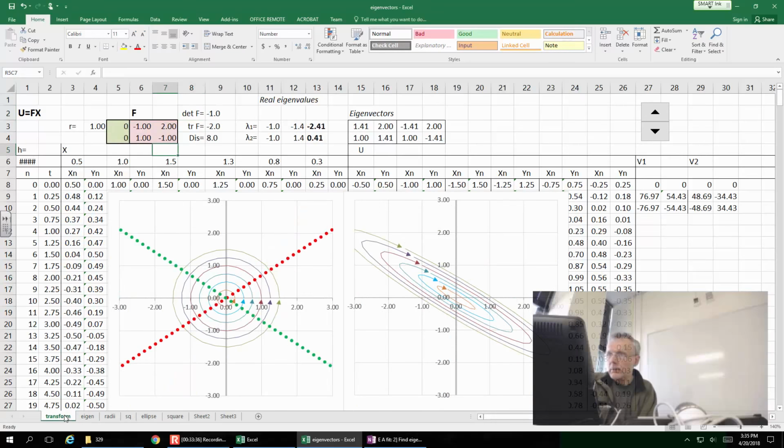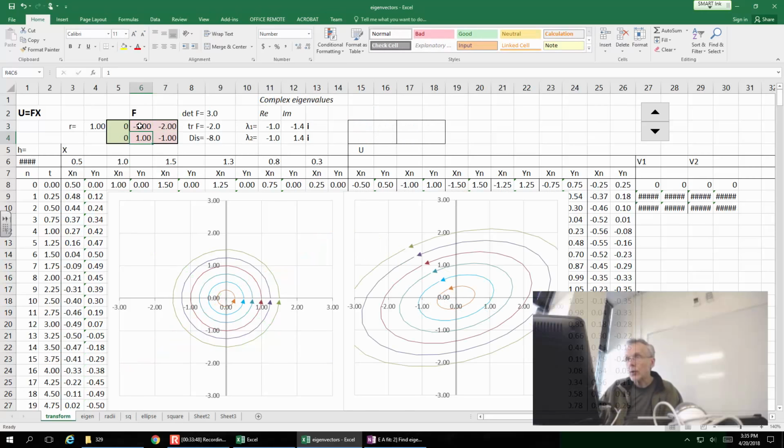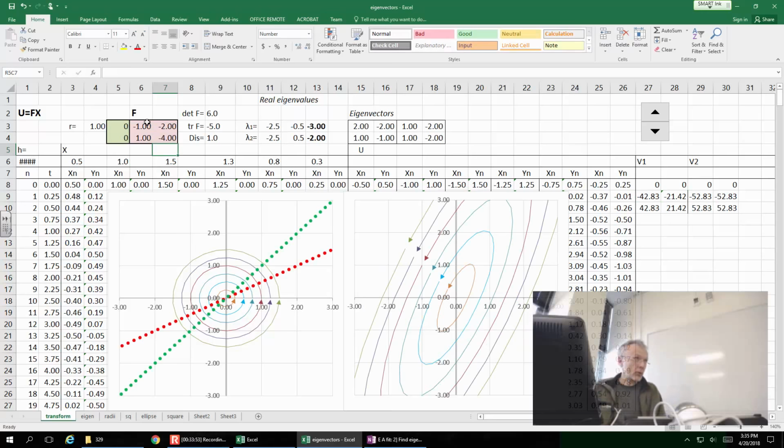I'm not sure which one is better. Let's take this one, eigenspaces. Once again, negative 1, negative 2, 1, and negative 4. Here it is. These are the two eigenspaces, the red and the green. The green one is the first one, the diagonal, and the red one is the second one. So that is the analysis, and then you see the effect of the operator on the right.